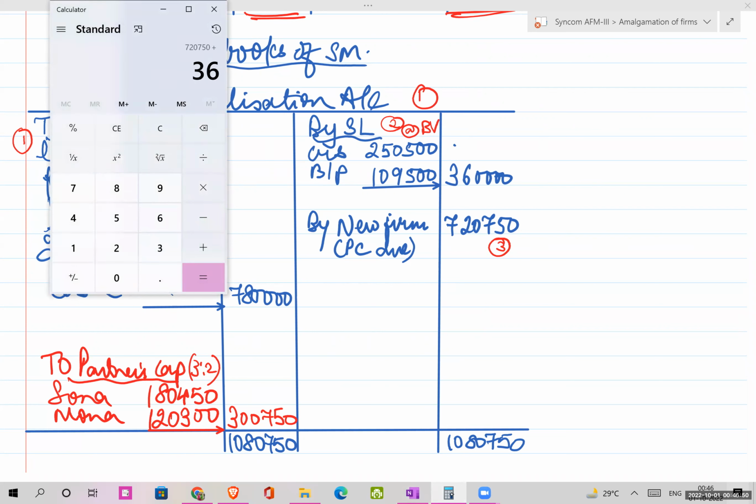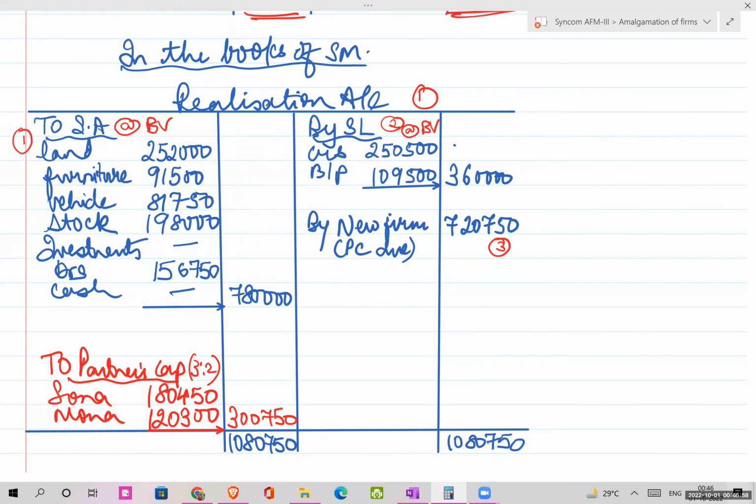Okay. Then when you close this ledger first, you will get a balance 7,27,50 plus 3,60,000, 10,87,50 minus debit side 7,80,000. So this is my total. I mean this is my balance 3,07,50.